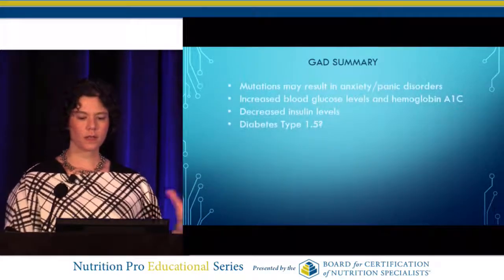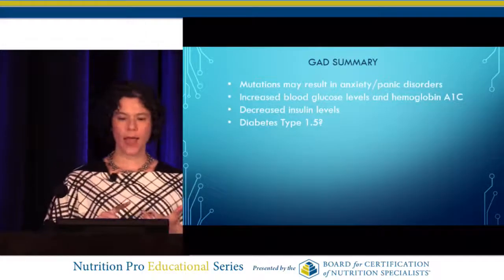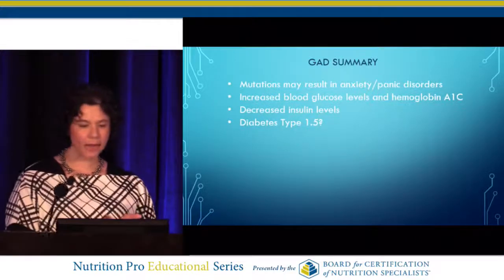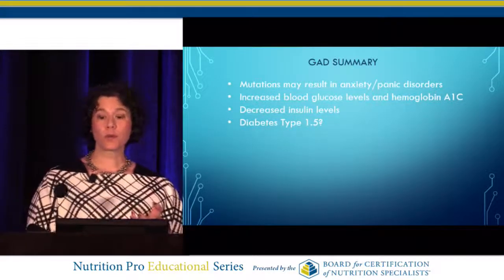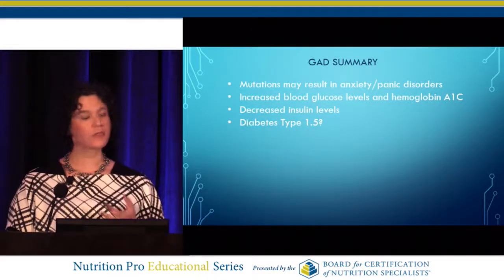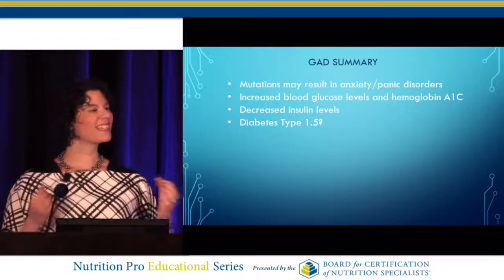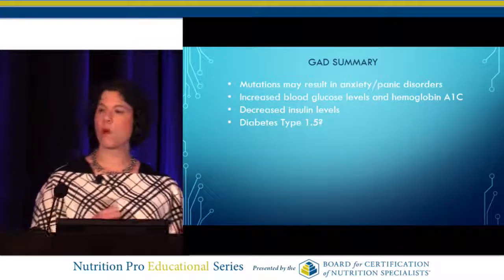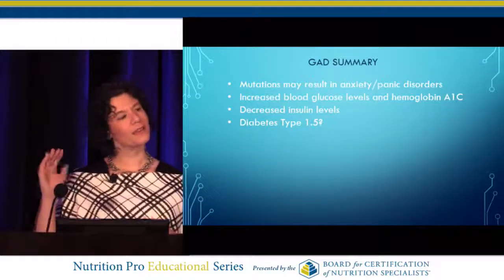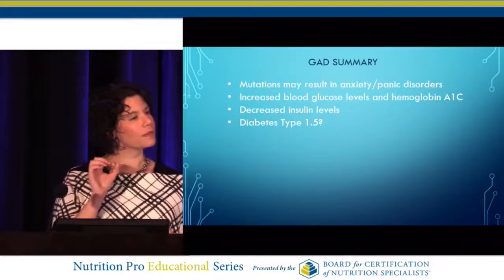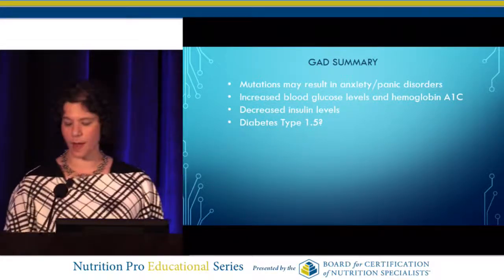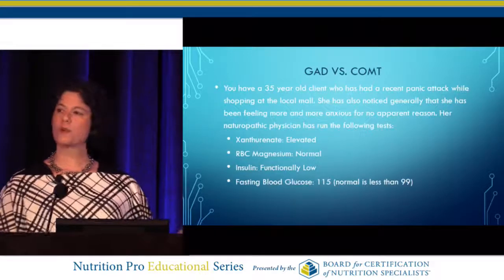So if we take a look exactly what's going to happen: anxiety, panic, increased blood glucose levels and hemoglobin A1C with decreased insulin. What I like to think of this as really is diabetes type 1.5. You may come in and think type 2 diabetes, but you'll know something is a little bit off when you see the actual numbers. So how do we tell the difference?